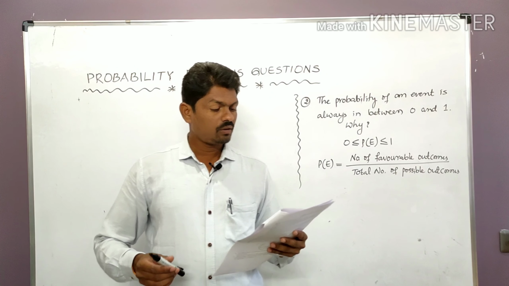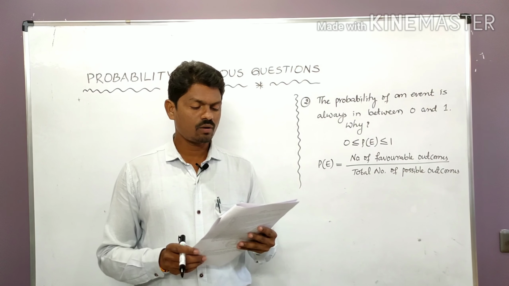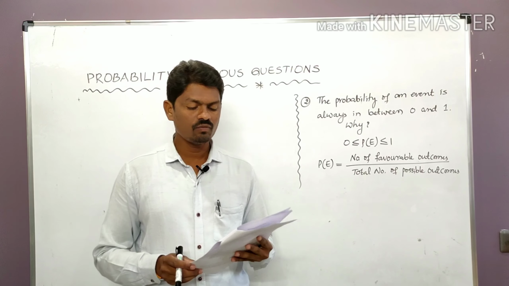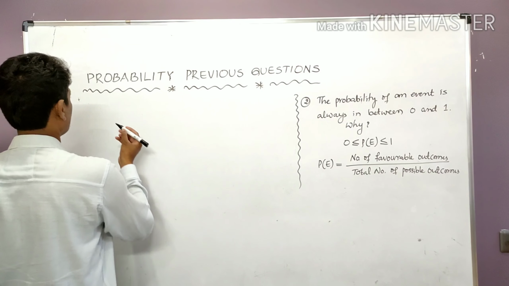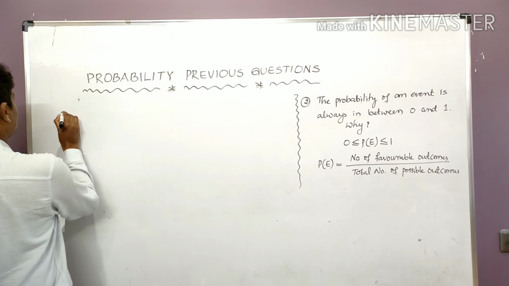Student, one more problem. Find the probability of getting a sum of the numbers on them is 7 when 2 dice are rolled at a time. So again it is also 1 mark. So see, student, what he is asking.